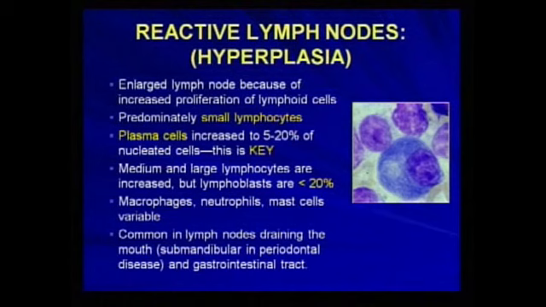The keys to diagnosing reactive lymph nodes is that the node is enlarged, the predominant cell is going to be small lymphocytes. Plasma cells will almost always be there. We're looking at a nice one here. You can see the dark blue cytoplasm because of all the rough endoplasmic reticulum. There's generally a paranuclear hof, and the nucleus is eccentric. Plasma cells can be up to 20 to 30% of the cells in your aspirate, and lymphoblasts should be there, but they should be 20% or less.